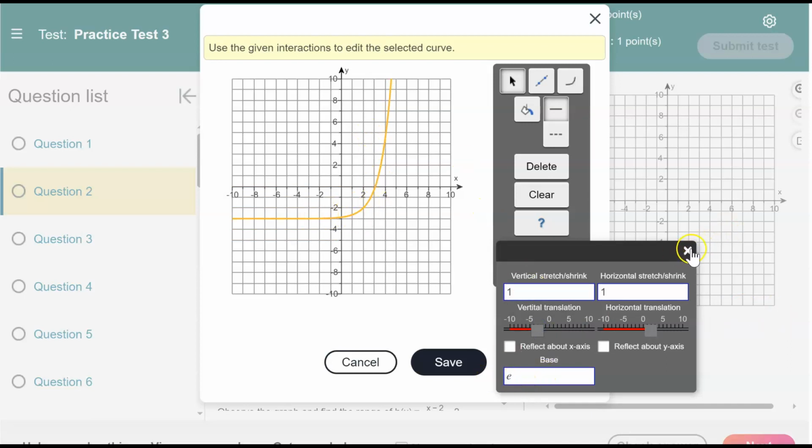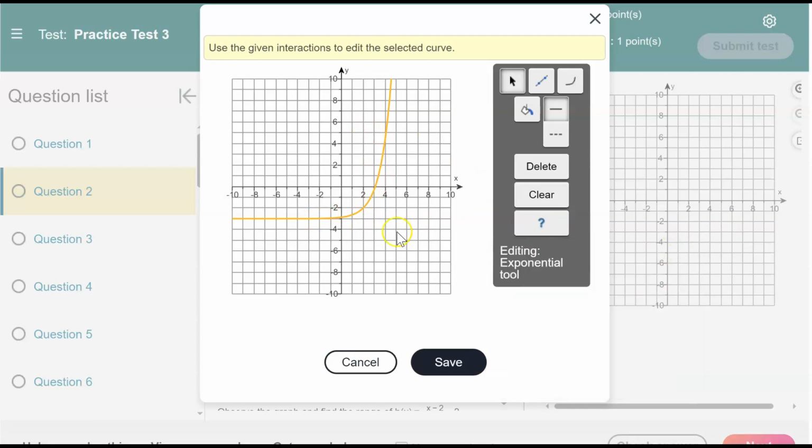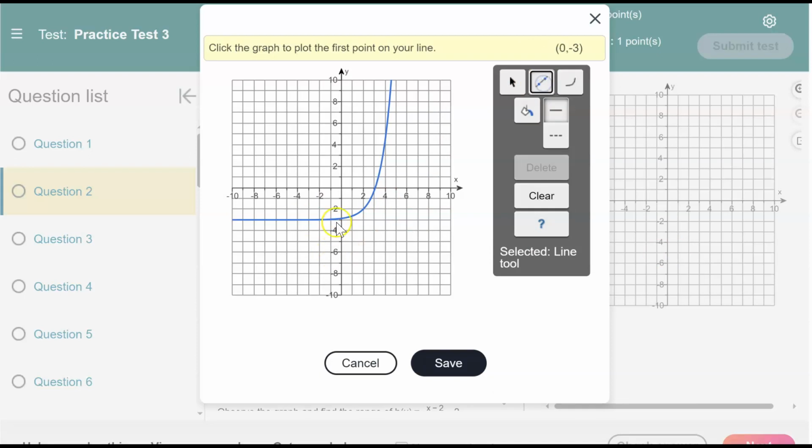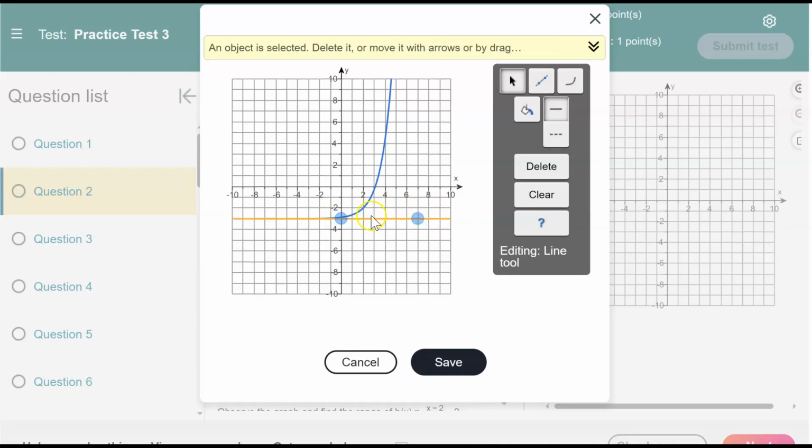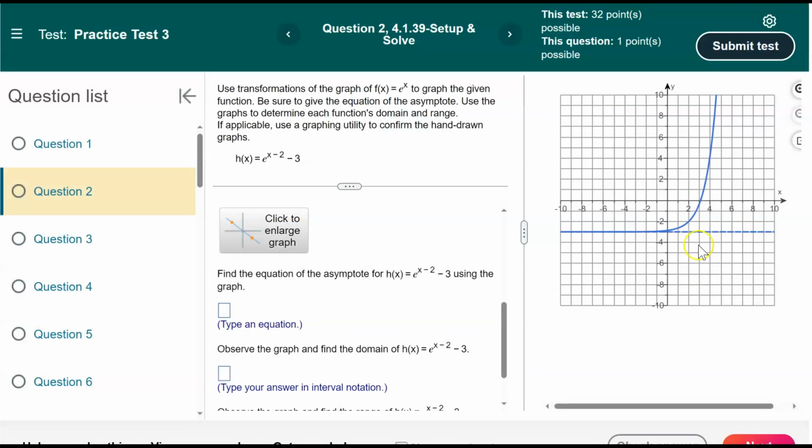Okay. Then don't forget to graph the horizontal asymptote. The horizontal asymptote is this line here. So that's the line y equals -3, and you make that a broken line. And then you save it. So this is the curve. That's the graph of e to the x minus 2 minus 3.